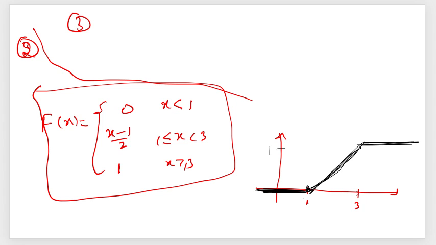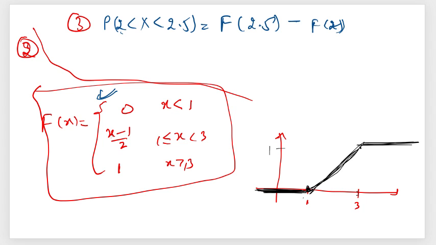Let's do the third part, which asks us to find the probability of x between 2 and 2.5. So we have to use the cumulative distribution function. And we know that in the continuous case, it doesn't matter whether endpoints are included or not. So we have to find F of 2.5 minus F of 2, that is, F of b minus F of a. And 2.5 and 2 are both between 1 and 3.